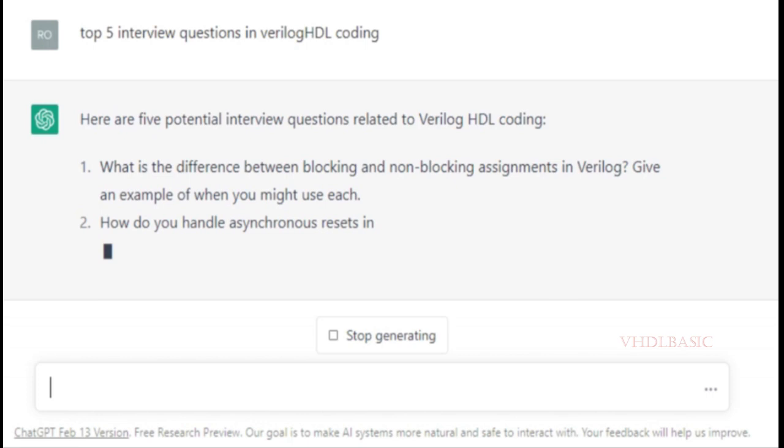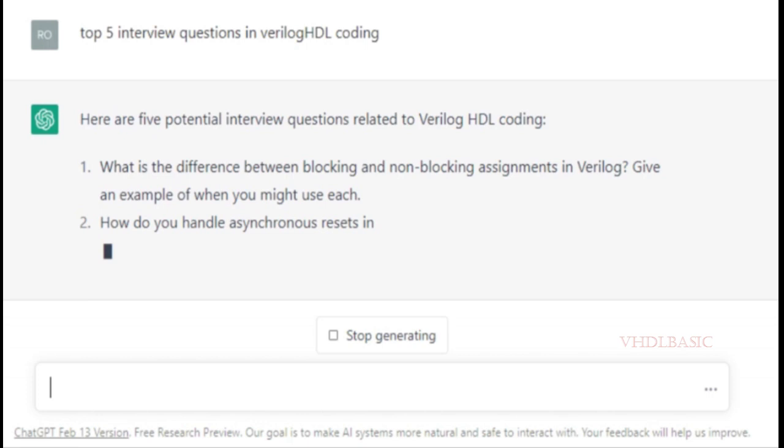A blocking statement assigns the right-hand side value to the left-hand side immediately. In the case of non-blocking, it will assign only in the next clock cycle. Which means whenever we are going to implement combinational logic, we need to use blocking statements. Whenever we are going to use a sequential circuit, we need to use non-blocking assignment.